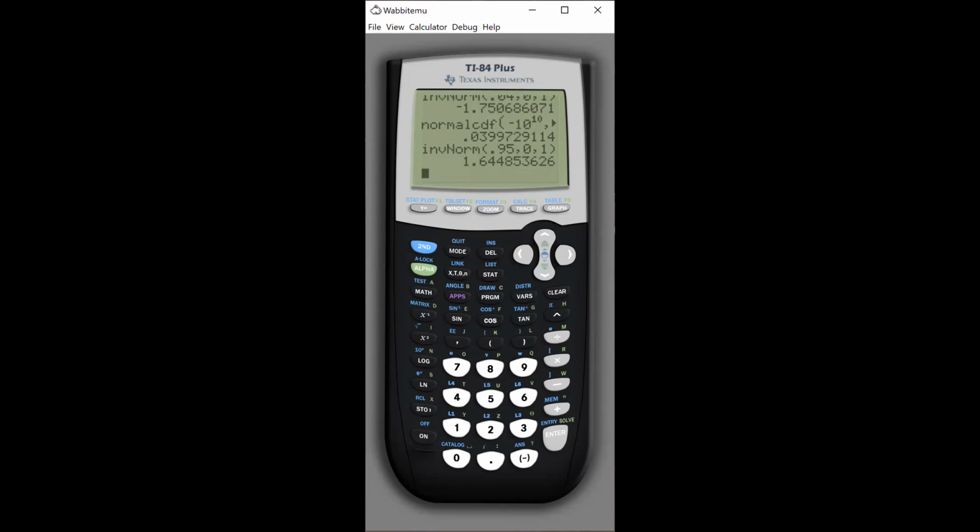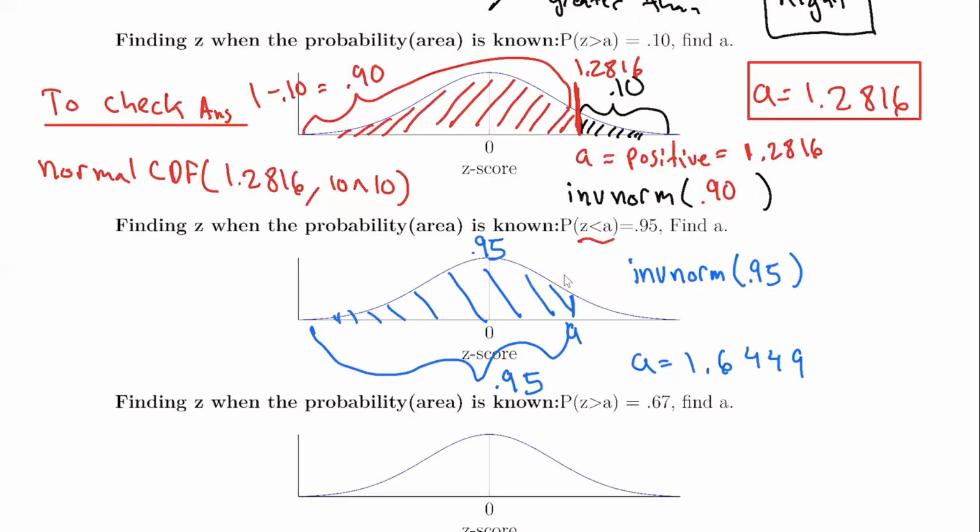All right, so let me just show you how I put the final answer, so that for a test or a quiz you know how I want the answer, also depending on how many decimal places I want. So we say A is equal to 1.6449. And that's your final answer for that one. Any questions for this last one?